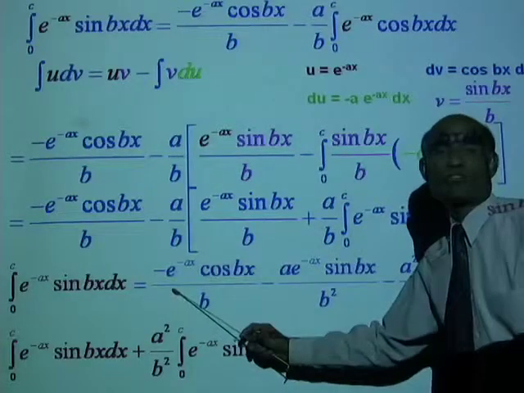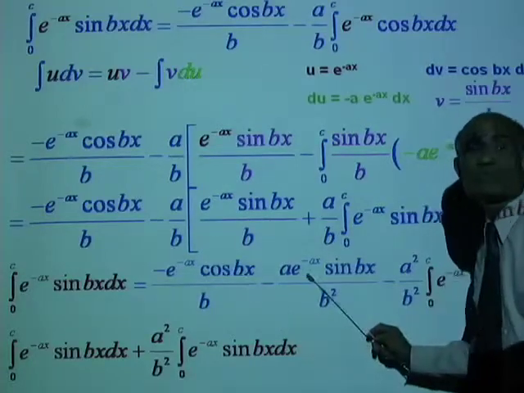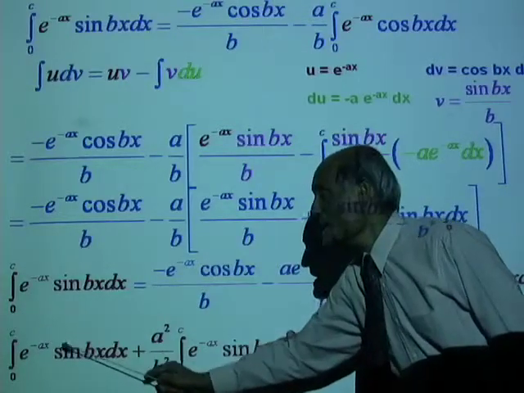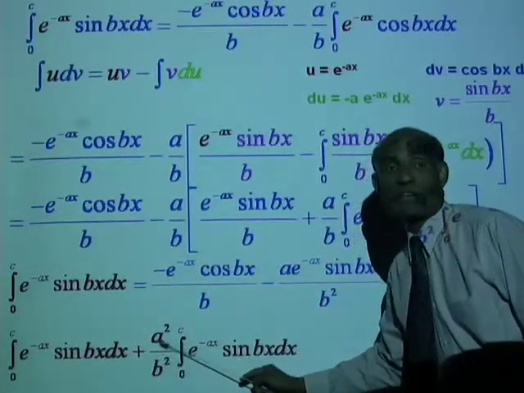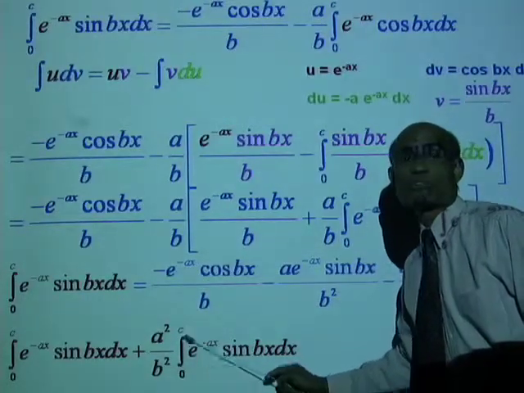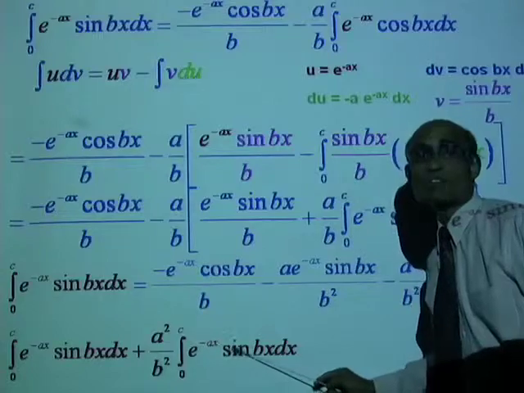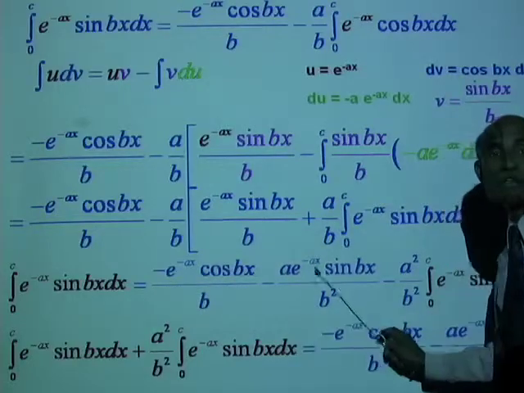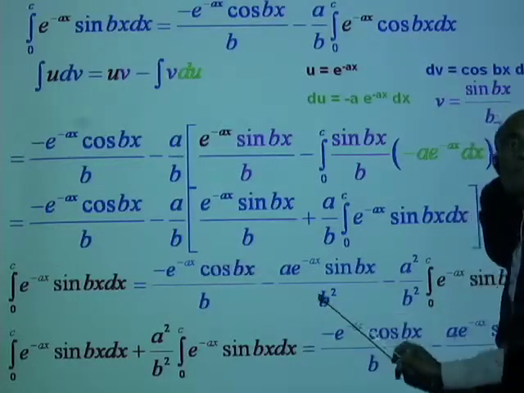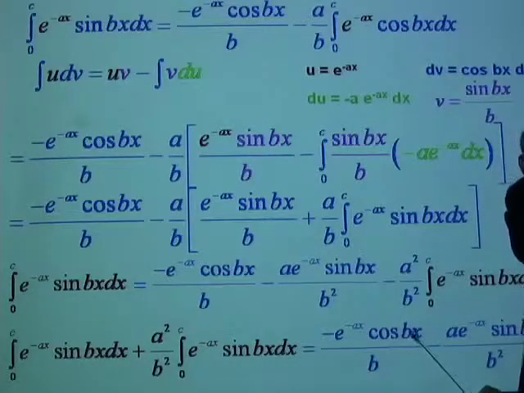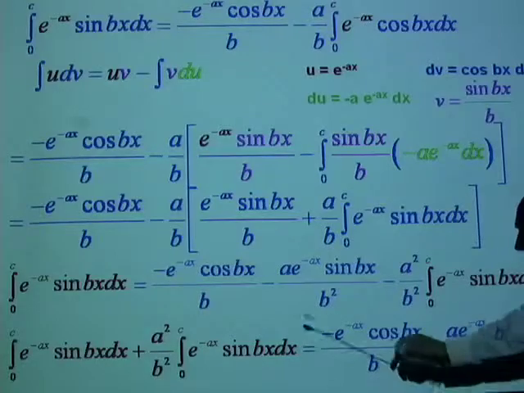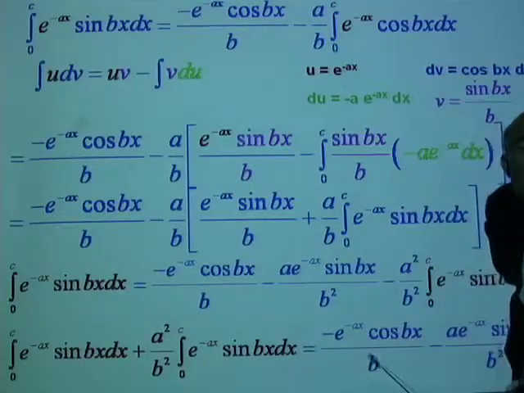And now what's the right hand side? The right hand side will be now these two terms. So integral 0 to c e to the negative ax sine bx dx plus a squared over b squared integral 0 to c e to the negative ax sine bx dx, that is this term moved to the left, equal to these two terms, negative e to the power of negative ax cos bx over b minus a e to the power of negative ax sine bx over b squared. Alright, let's now go to the next page and try and simplify this.